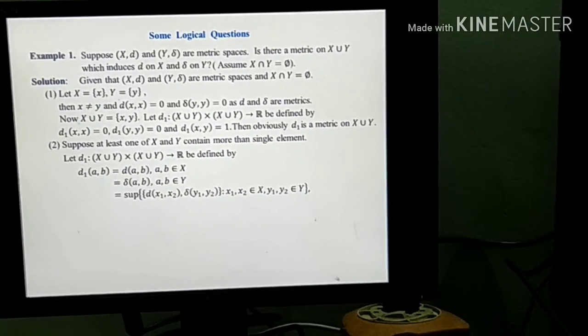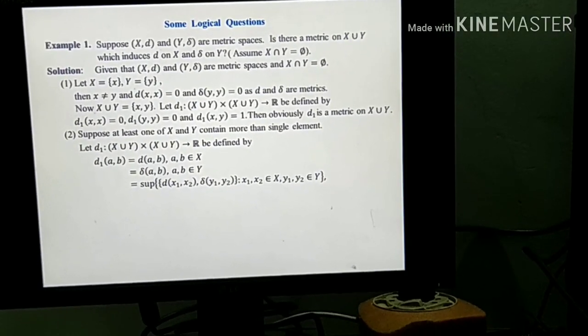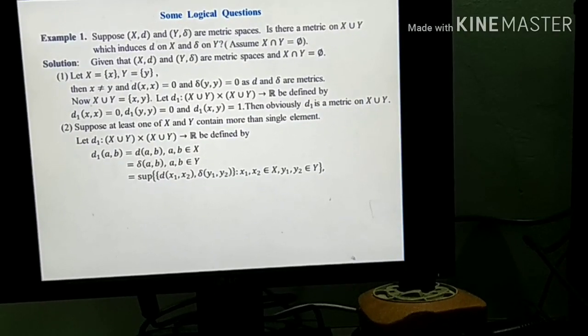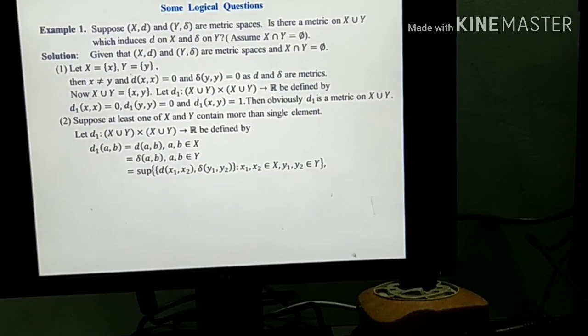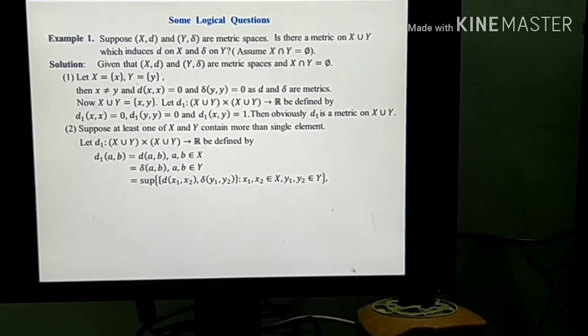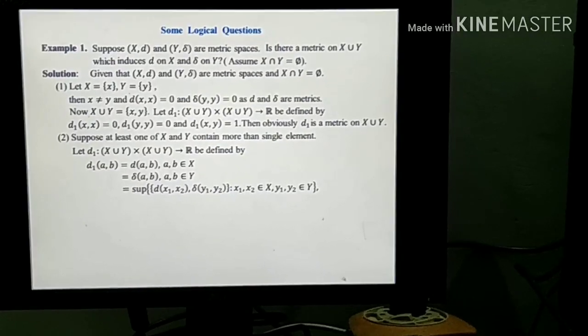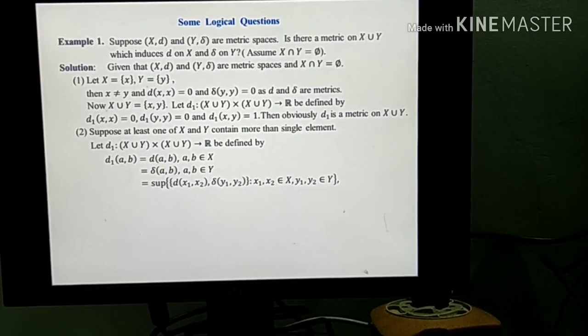It is trivially shown in this example that if we restrict d1 to X, it becomes d, and if we restrict d1 to Y, it becomes delta. That means d1 induces d on X and delta on Y.